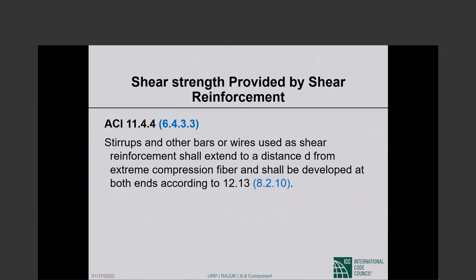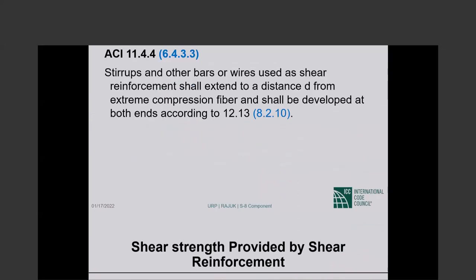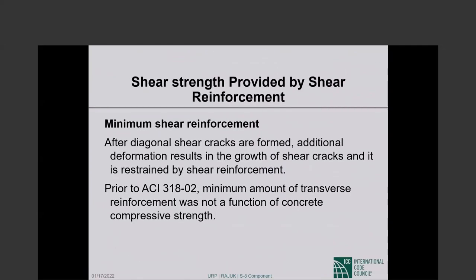Stirrups and other bars or wires used as shear reinforcement shall extend to a distance d from extreme compression fiber and shall be developed at both ends. Okay, so this is not unimportant. We will talk about development of web reinforcement tomorrow. It is important that the stirrups be developed.